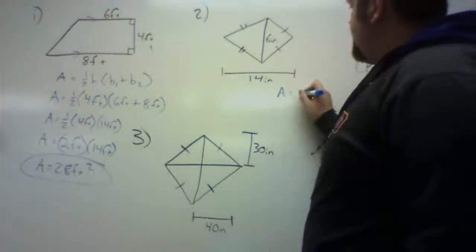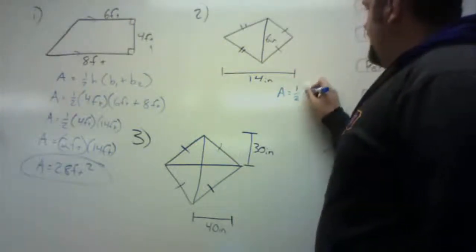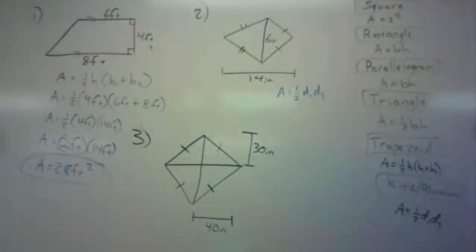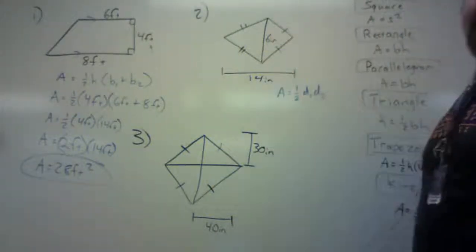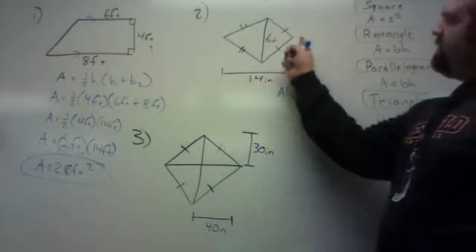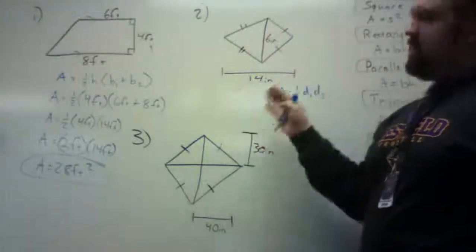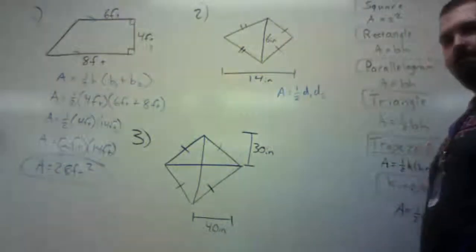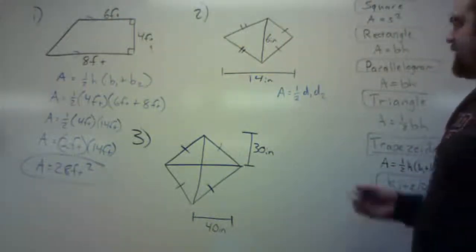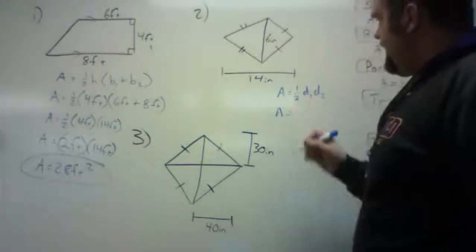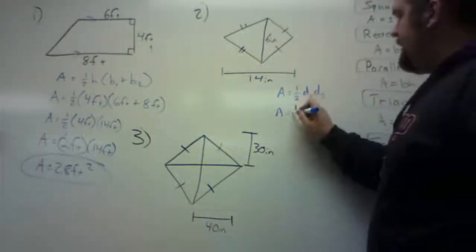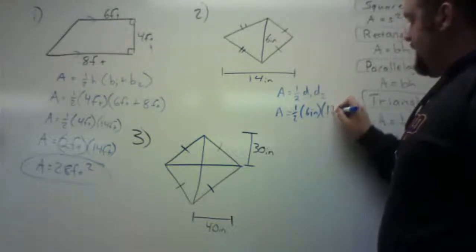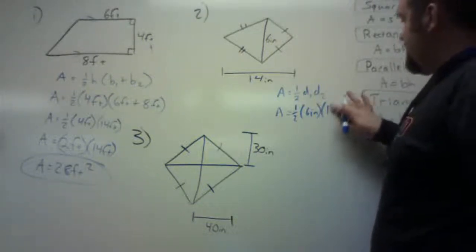So I look at the formula. It's A equals 1/2 diagonal 1 times diagonal 2. Oh, 6 inches is one of my diagonals, and 14 inches would be my other diagonal. It's not drawn, but it would be the other diagonal because it's the width of my kite. So in this case, it doesn't matter where I put D1 and D2. 6 inches for one of them, 14 inches for the other.